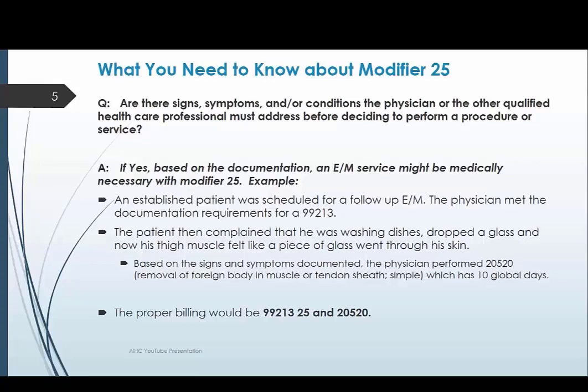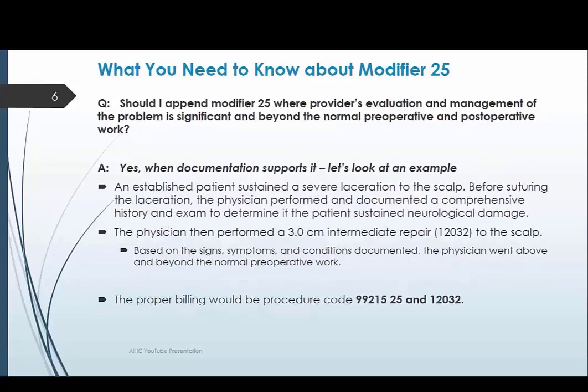Patient then complained that they were washing dishes, dropped a glass, and now his thigh muscle feels like it has a piece of glass that's gone through the skin. Based on the signs and symptoms that are documented, the physician decides to perform a removal of a foreign body, and that has a global of 10 days. So you would bill that 99213 and a 20520. Should we append Modifier 25 when the provider's E&M of the problem is significant and beyond the normal pre- and or post-op work? Well, the answer is yes, when documentation supports it, of course.